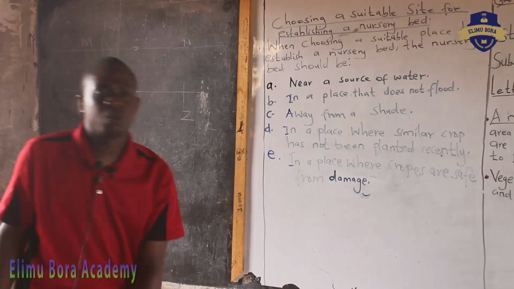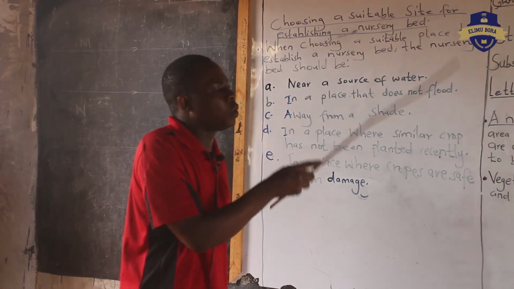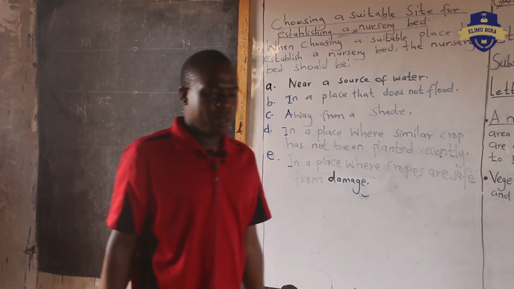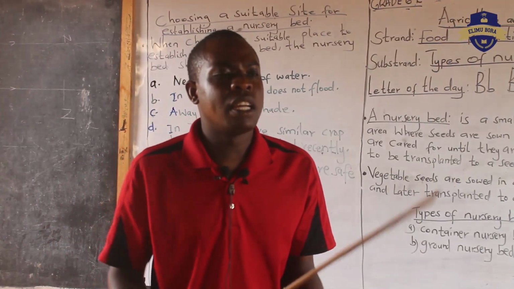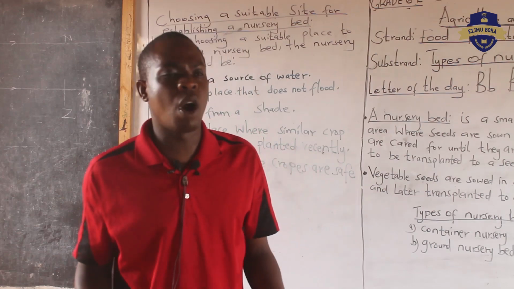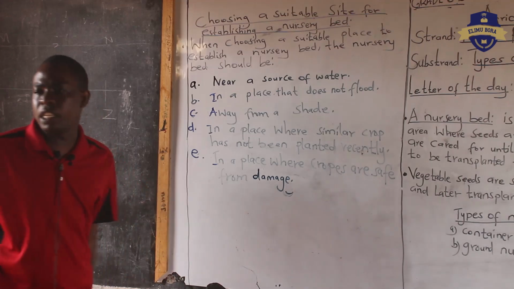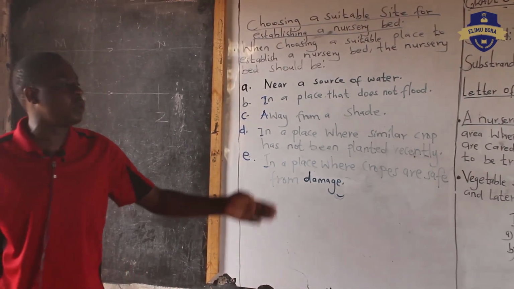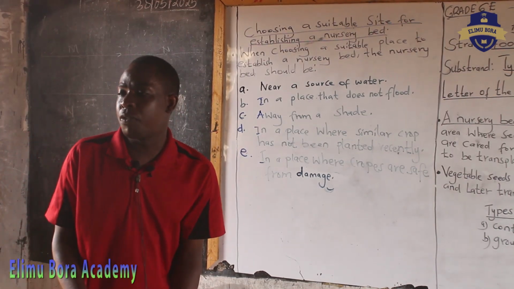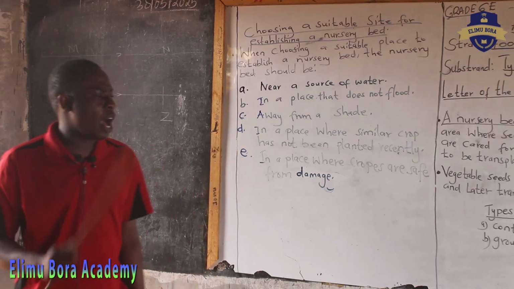Point number 2, a place that does not flood. Now, remember, sowing seeds are very thin. So, if there would be flooding of water, those small seedlings or seeds will do what? Die. So, as a farmer, you are supposed to be careful when selecting an area where you are going to establish your nursery bed.